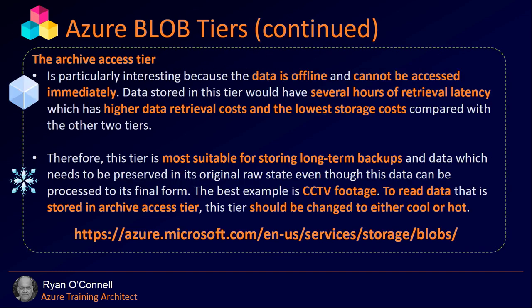The archive access tier is particularly interesting because the data is offline and cannot be accessed immediately. The data stored in this tier would have several hours of retrieval latency, which has a higher retrieval cost but a low storage cost compared to the other two tiers. Therefore, this tier is most suitable for storing long-term backups and data which needs to be preserved in its original raw state, even though the data can be processed to its final form. The best example is CCTV footage. To read the data that's stored in the archive access tier, this tier should be changed to either hot or cool. Again, I've got the hyperlink there just as a reminder so that you can go and do some more exploring and find out more about Azure Blobs.